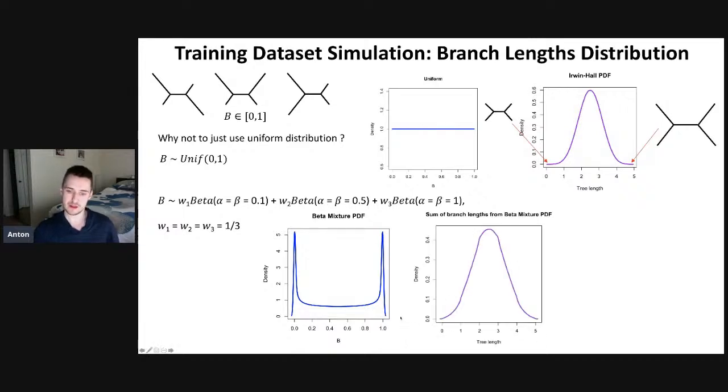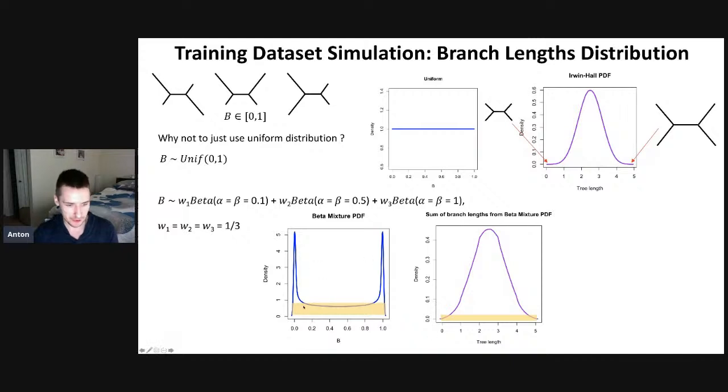However, if we plot the distribution of tree length, we now have some probability of drawing very, very small trees or very, very large trees. It's not zero anymore like we had with the inverse gamma distribution. Of course, these distributions are not ideal, and we want to simulate our trees in a somewhat uniform manner from the tree space, the branch length tree space.